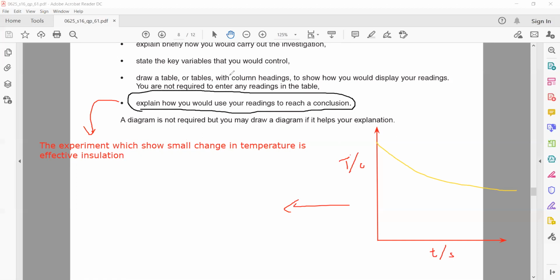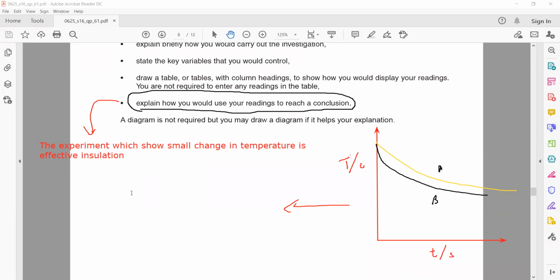This is the table part. Table we finished. Draw the table. Now how you can read, how you can use your reading to reach a conclusion. This is one way of answering: that experiment which show a small change in temperature is effective insulation. Another way of answering is plot a graph between temperature on y-axis and time on x-axis and compare the slope. So for example, if I have two insulation A and B, which one is better insulation? Which insulation is showing a small change in temperature? A is a better insulation.